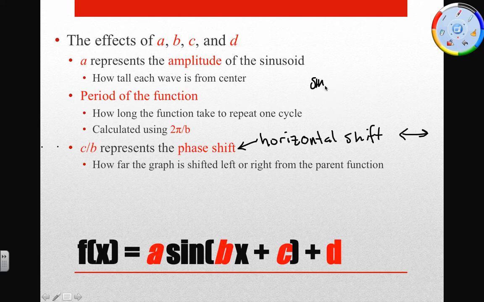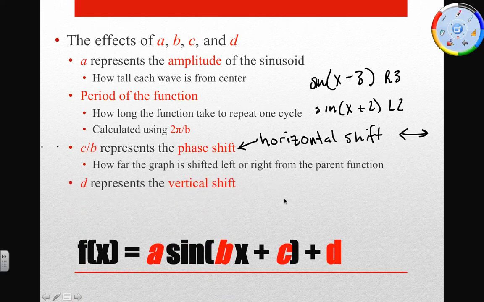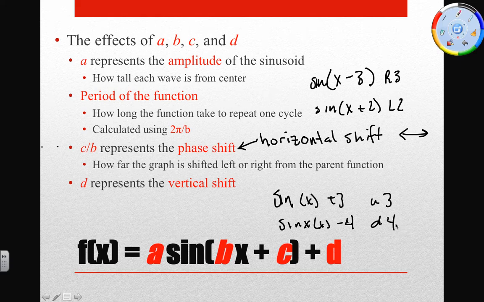So if I said sine of x minus 3, this is right 3, whereas sine of x plus 2 would be left 2. And remember, it works the same for cosine. And lastly, the D represents the vertical shift. It's kind of the easiest one. A and D are the easiest. And if it's a sine of x plus 3, it's up 3. And if it's a sine of x minus 4, it's down 4.